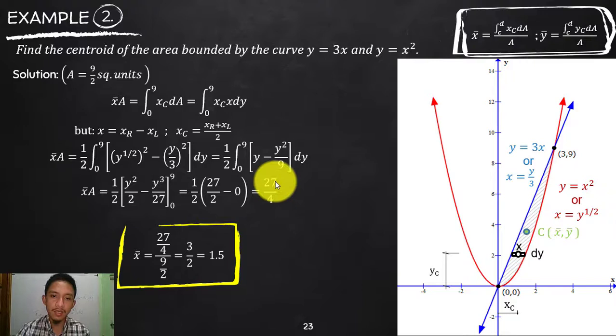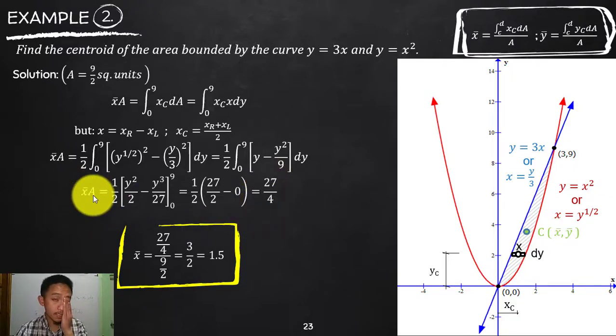Sorry. 27 over 4, that is not the centroid yet. We need to divide it by A. As I've said, we solved this one before. The area is 9 halves. You can go back to our discussion on that. Simplifying this fraction, that is 3 halves or 1.5. So that should be located somewhere there at 1.5.